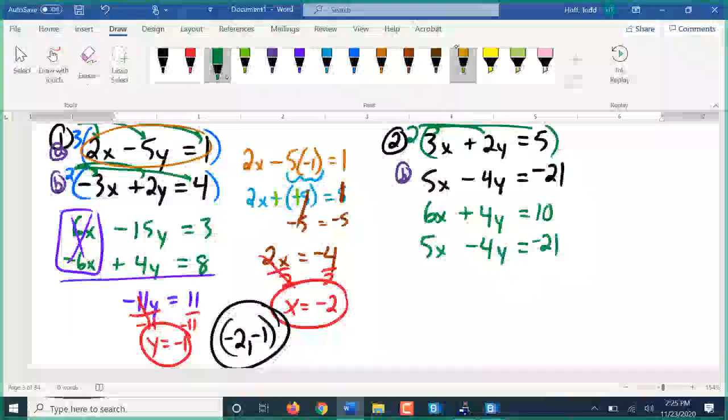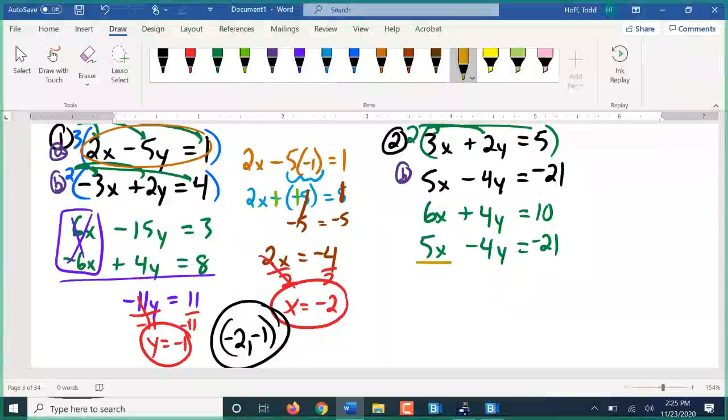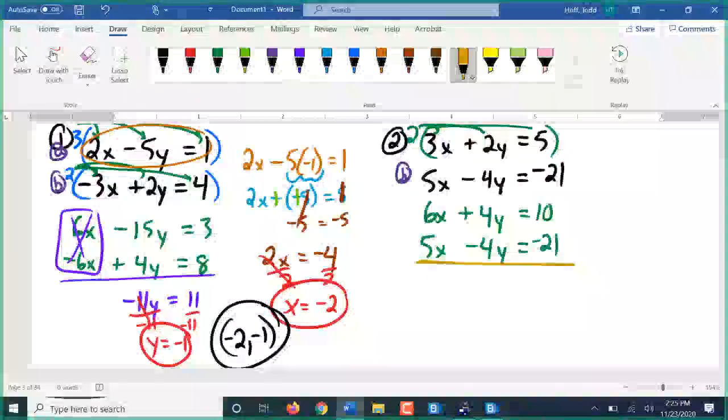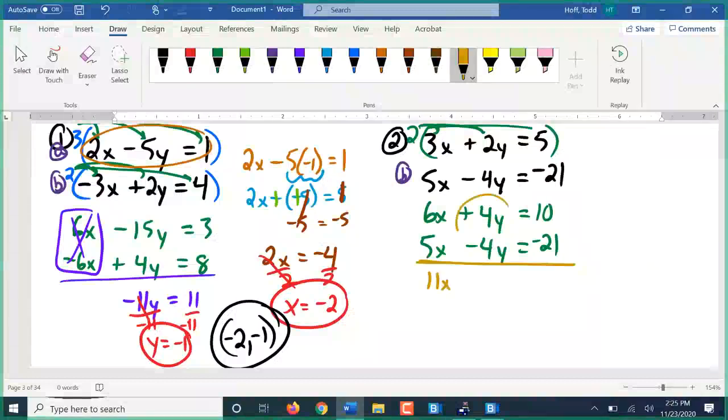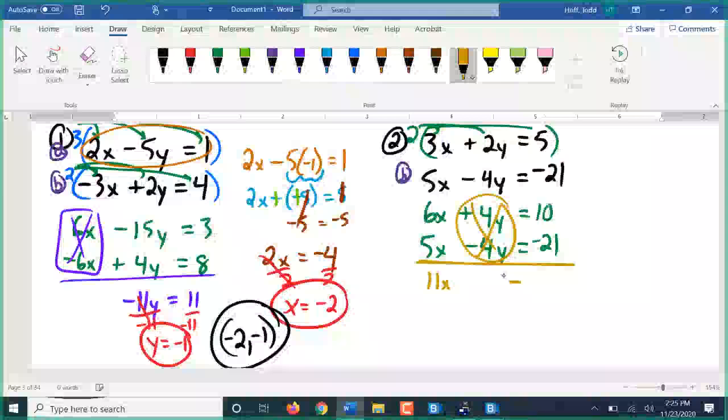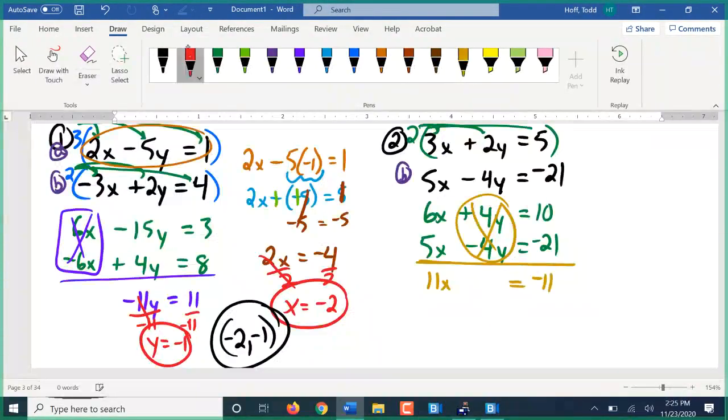So now we add the equations. 6x and 5x is 11x. 4y and negative 4y is 0y. It cancels out. Equals 10 and negative 21 is negative 11. So we can divide by 11 to get that x equals negative 1.